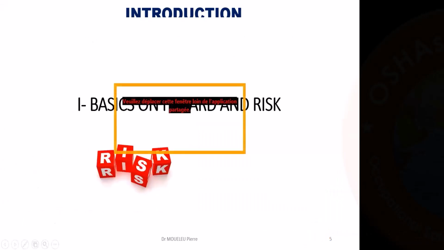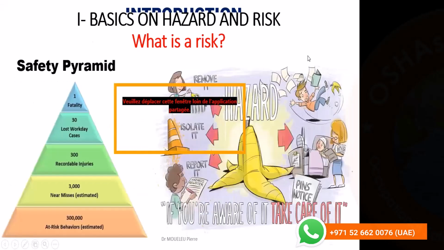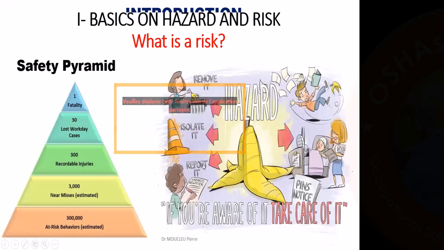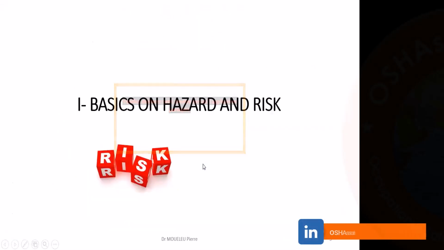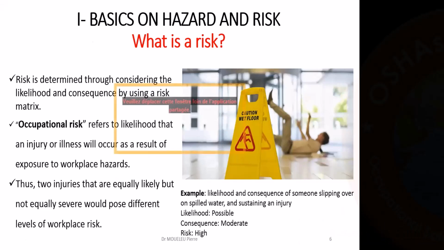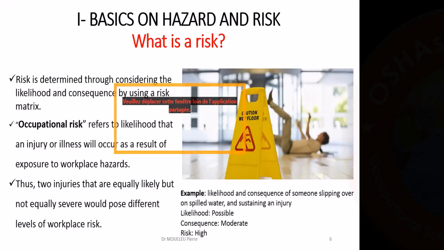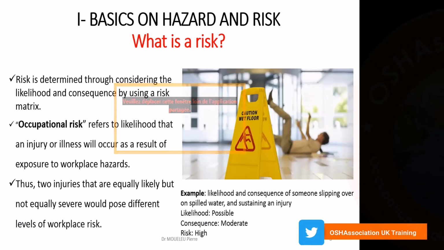And now, coming back to what we are presenting today, it is about the basics of hazards and risk. And here in the presentation, what we are going to start by presenting will be what is a risk. The risk is determined through considering the likelihood and consequence by using a risk matrix. So what is the likelihood and the consequence if there is an accident that occurs? The occupational risk refers to the likelihood that an injury or illness will occur as a result of exposure to workplace hazards. Thus, two injuries that are equally likely but not equally severe will pose different levels of workplace risk.